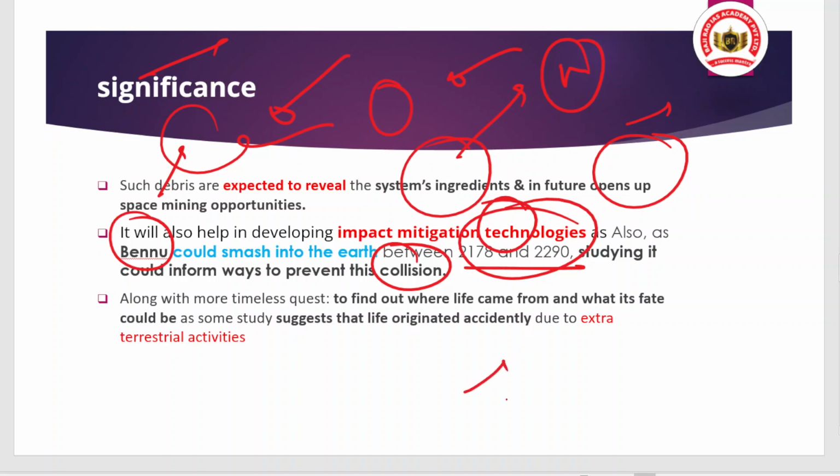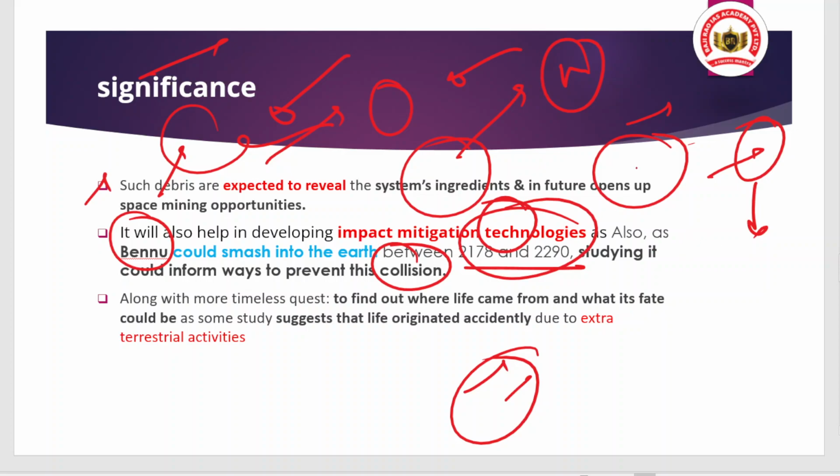Along with this, it is also important to understand where life came from. Some studies say that life originated on Earth itself because of alteration in chemical composition, but some also suggest that the possibility of life on Earth came from extraterrestrial objects. Why? Because these extraterrestrial objects contained some of the chemicals that were transmitted to the Earth, and because of that, there was the evolution of life here. That is also a point. So it may suggest how life could have originated.